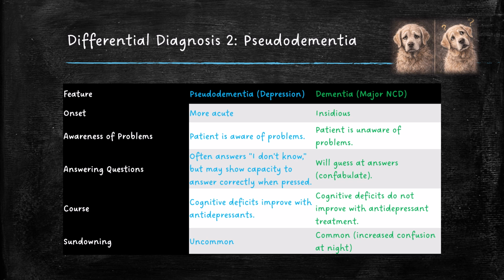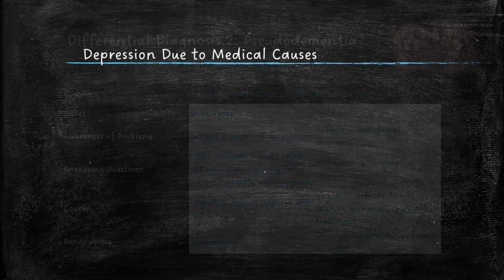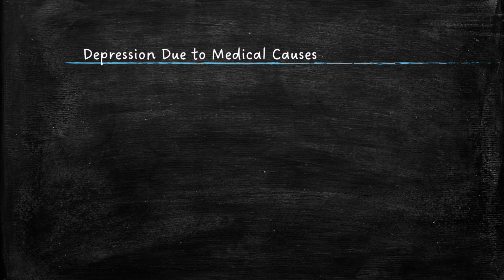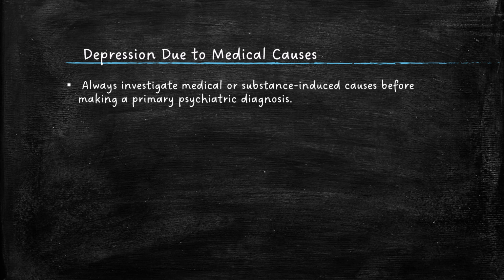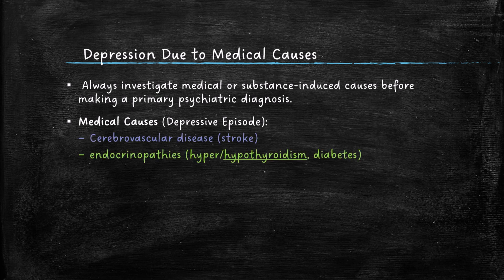Just keep this in mind because you will be tested on elderly patients to know if you can tell the difference between depression presenting like dementia and actual dementia. Note that depression can be due to medical causes, so it's important to rule out medical causes or substance-induced causes before making the primary psychiatric diagnosis. Common medical causes include stroke, endocrine issues such as hypothyroidism, diabetes. Now, hypothyroidism is commonly tested as a cause of depressive symptoms, vitamin D deficiency, viral illnesses, and cancer.